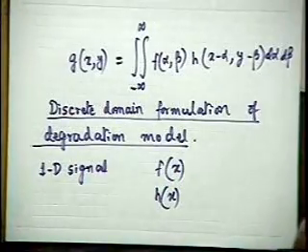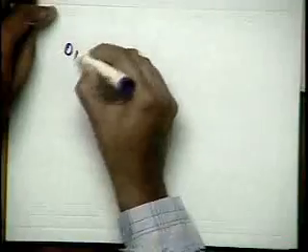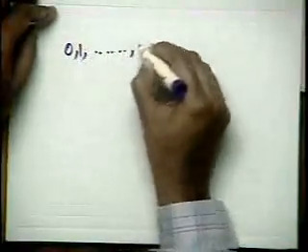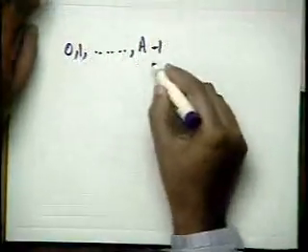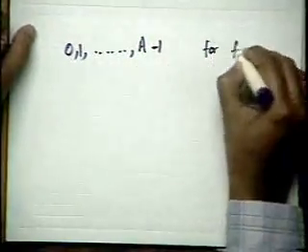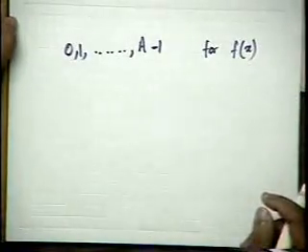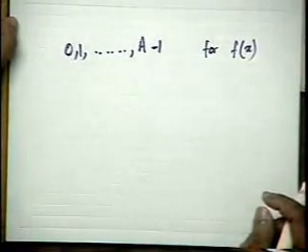And let us assume that x is a discrete variable, so that x is defined in the range of 0, 1, etc., up to some constant capital A minus 1 for f of x. So that means to say we are taking capital A number of samples for f of x.